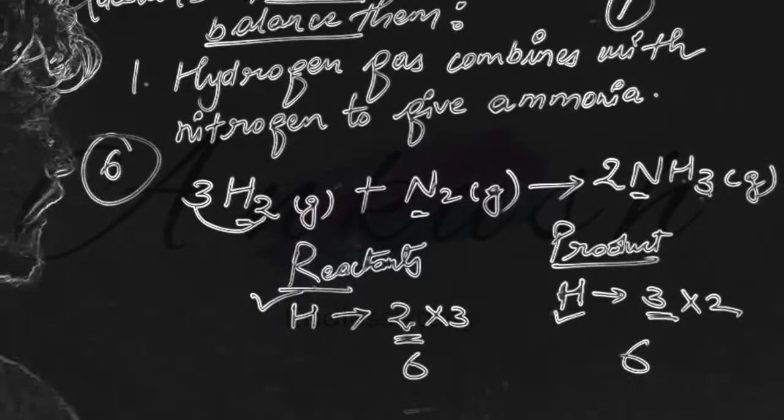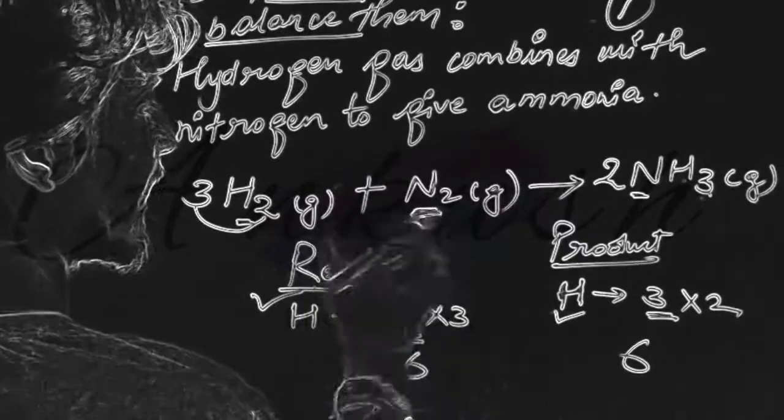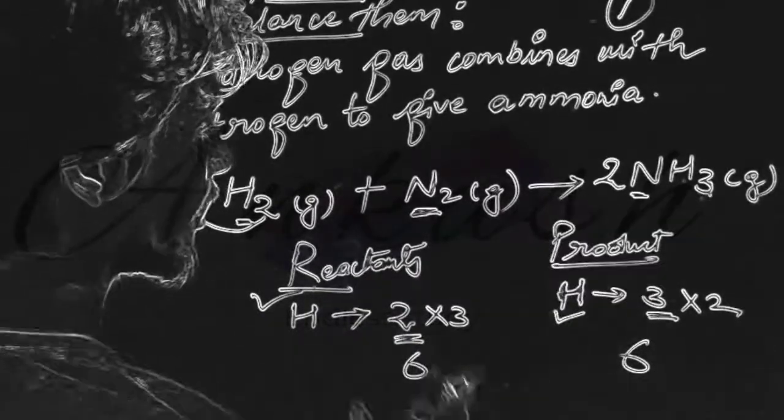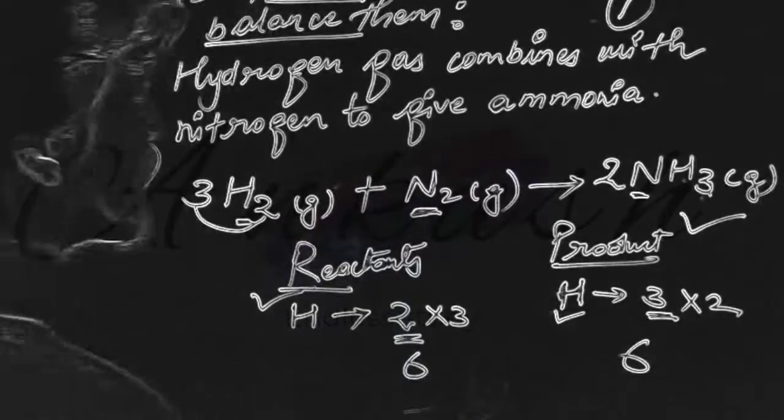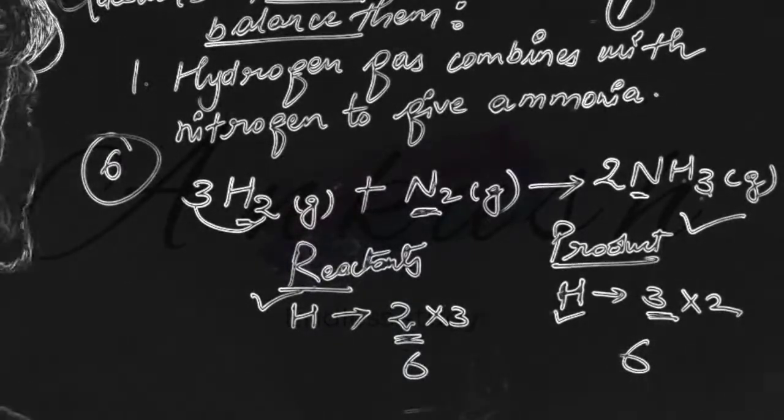Hydrogen balanced. Now we will go for nitrogen. Here nitrogen are 2 and here also nitrogen 2. So this is now a balanced chemical equation. Next one.